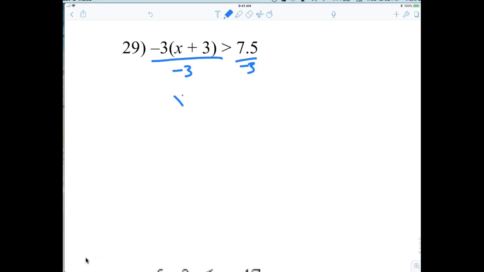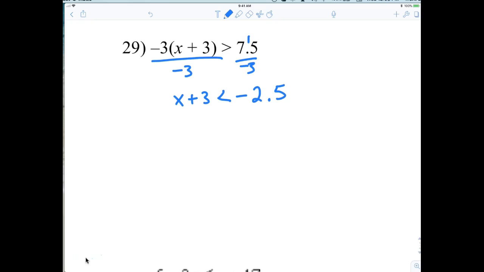So, x plus 3 is what? No, x plus 3 is less than negative. Now, how many times does 3 go into 7? 2 times with 1 left over. How many times does 3 go into 15? 5. Don't forget the decimal. Everybody okay with that division?